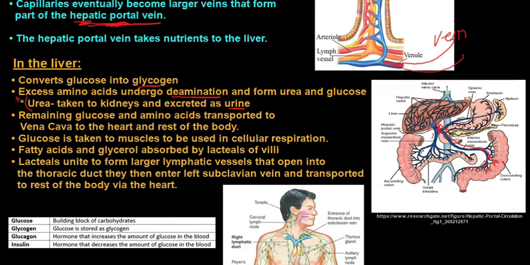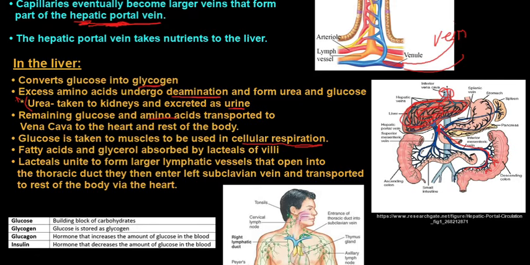The remaining glucose and amino acids are transported to the vena cava, to the heart, and then the rest of the body. So after all of this has taken place in the liver, the remaining glucose and amino acids go out of the liver through the inferior vena cava. So that is now the major vein going to the heart, where the blood will get oxygenated and it will be distributed to the rest of the body with these extra nutrients, amino acids and glucose. So the glucose is then taken to the muscles to be used in the process of cellular respiration, which we'll look at as well.